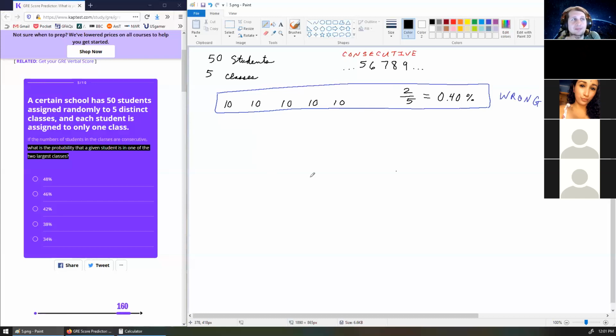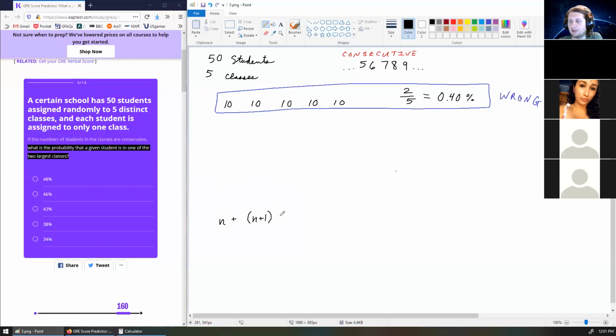I have an idea, but it feels like it's going to get too complicated. But maybe it's the way. Try it. Say n is the number of students in the smallest class. Then you have n plus 1, n plus 2, n plus 3, n plus 4. And that sounds familiar, like the two factorial? Let's try that.